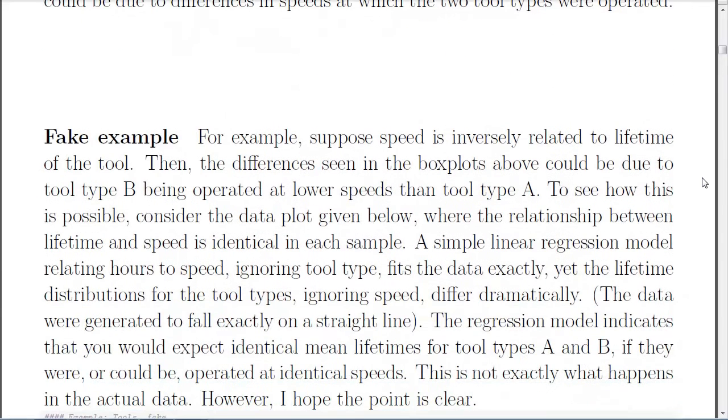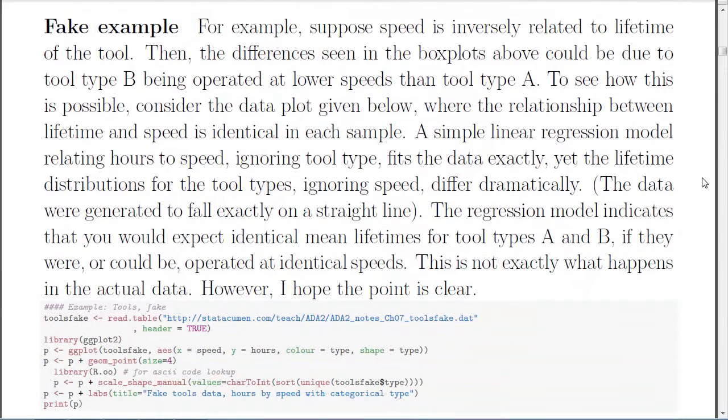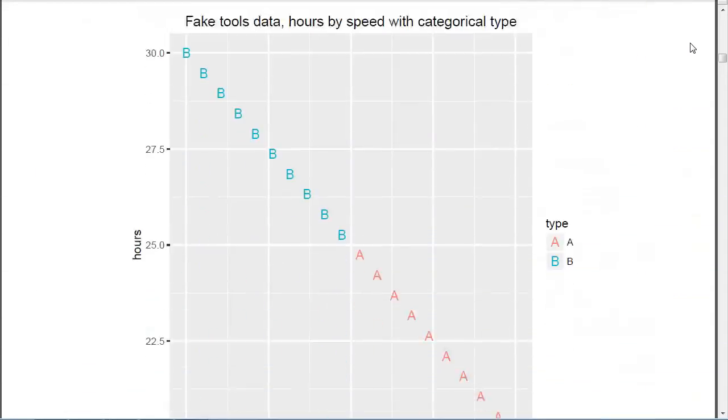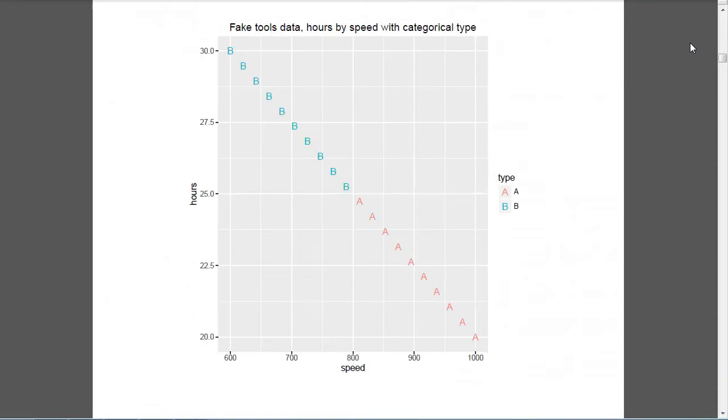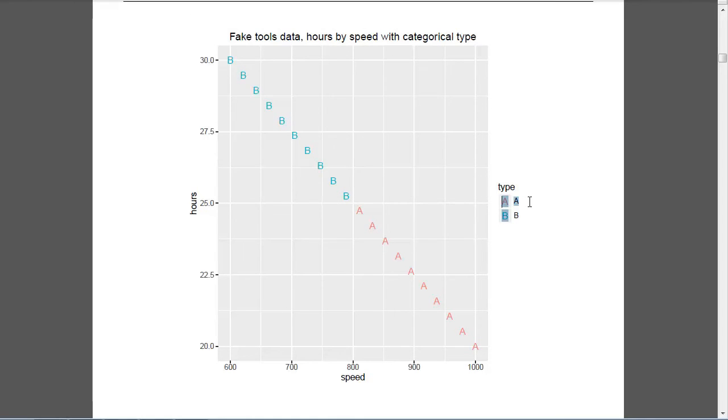But the problem is that, in fact, these two tools were operated at different speeds. So that's what this paragraph says. So if we plot the data, I'll zoom out just a little bit. So we have type A, which is red in letter A, and the blue color B's are up here. And we've got speed, so the RPM on the horizontal axis, and the lifetime hours on the vertical axis. And so we see actually that A and B follow the same pattern, that the faster you operate the tool, the less the lifetime is in hours.